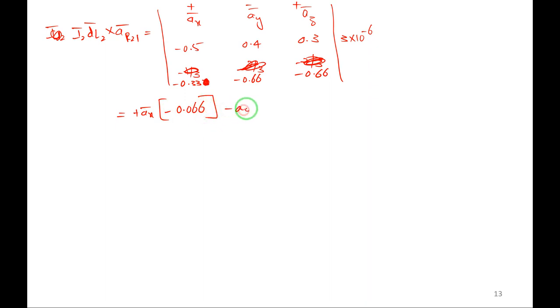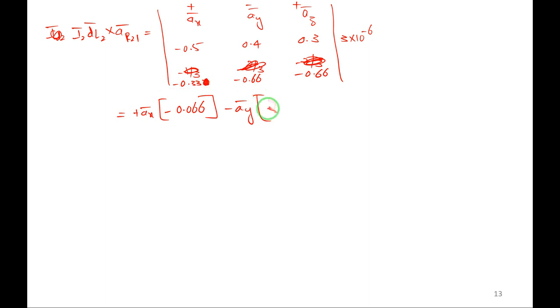Then minus ay. Leave this column, leave this row. So open bracket, minus 0.5 into minus 0.66. Then minus of these two, 0.3 into minus 0.33.